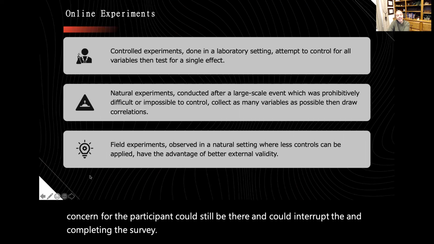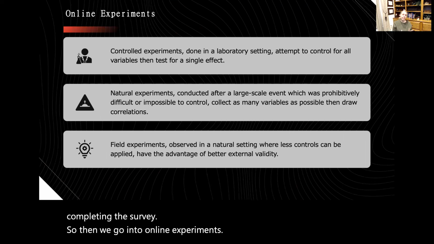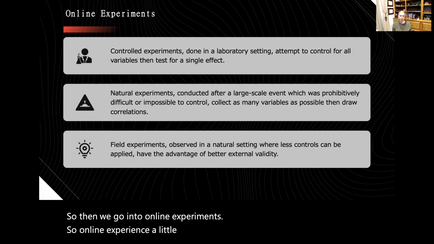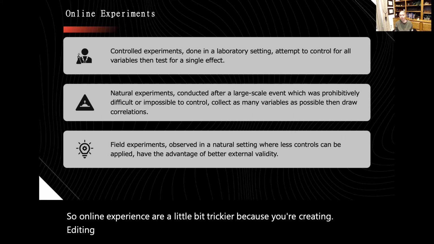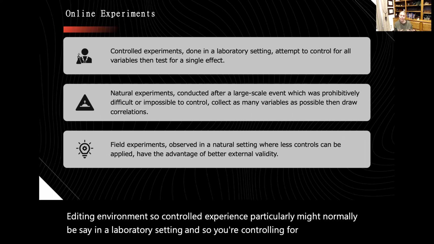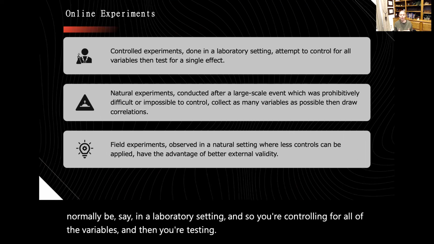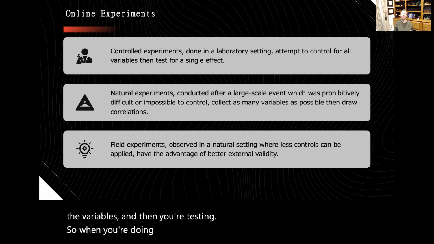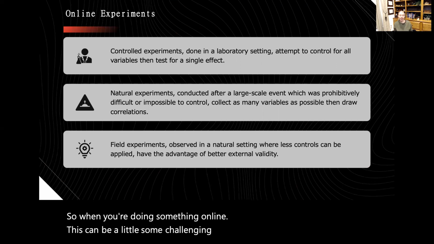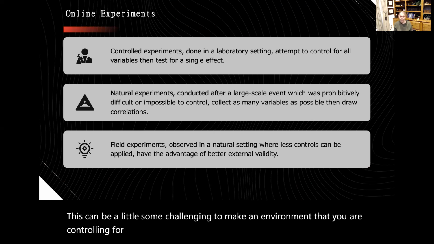So then we go into online experiments. Online experiments are a little bit trickier because you're creating an environment. A controlled experiment, for example, might normally be in a laboratory setting, and you're controlling for all of the variables and then you're testing. So when you're doing something online, it can be challenging to make an environment that you are controlling for. It's possible, and we'll talk about how to do that.